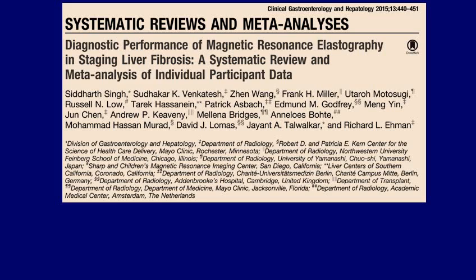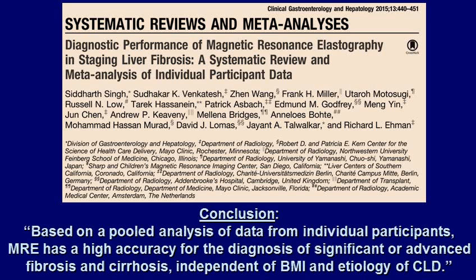This is another meta-analysis review that was published more recently. It was a little more elaborate in that it actually involved looking at the primary data in each of the studies that were included. They concluded, based on this study, that MRE has a high accuracy for diagnosing significant or advanced fibrosis or cirrhosis.